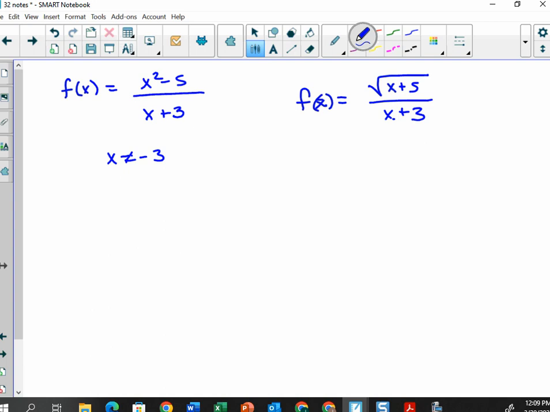Okay? What about this one? Is there a fraction? No. Is there an even radical? No. So your domain on this one's all real numbers. Those are the only two things you ever ask yourself about for domain. Is there a fraction? Is there an even radical? Those aren't there. Stop doing things. Just tell me it's all real numbers.